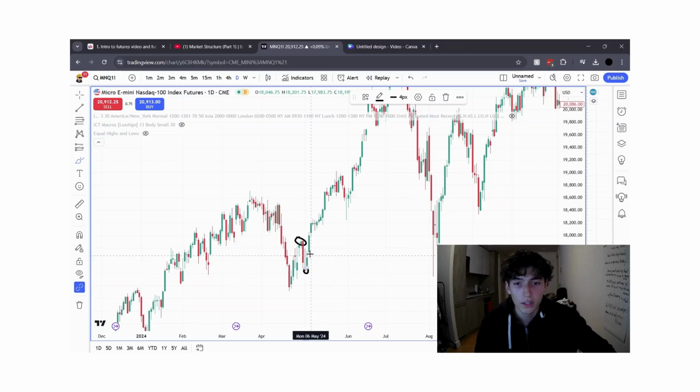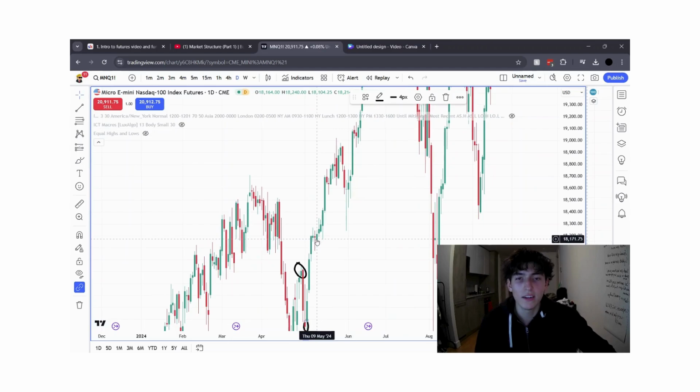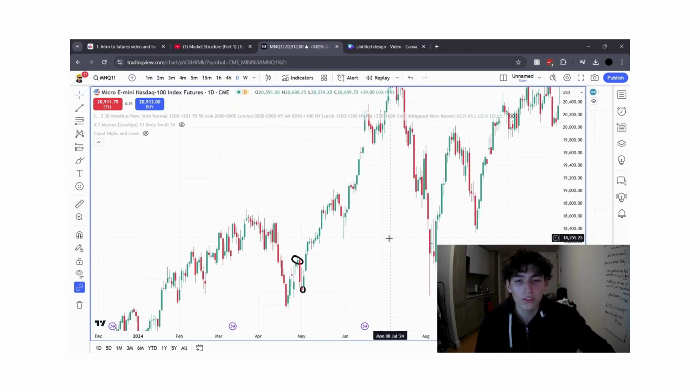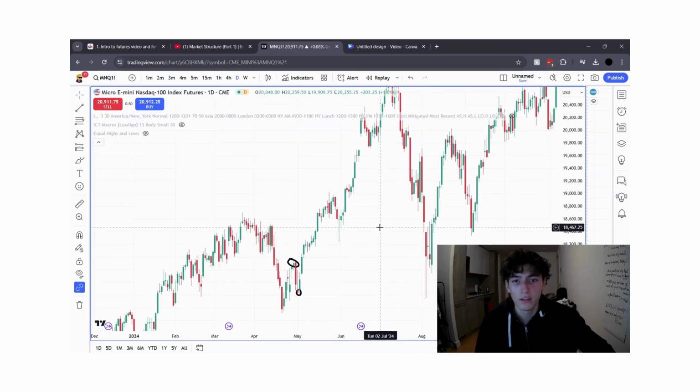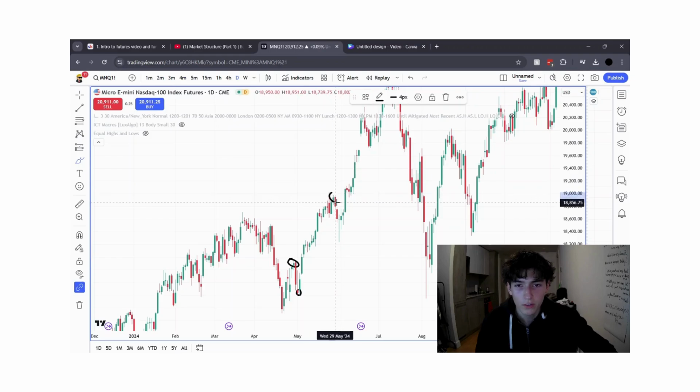Then what does it do? It goes up, goes up. There is a red candle here, but it's not that obvious, so I wouldn't count it. I'd count something more obvious, like something like this, where after it forms that, it goes up, goes up, goes up, and boom, what does it do here? Forms the next obvious high. And what does it do here? Forms an obvious low.